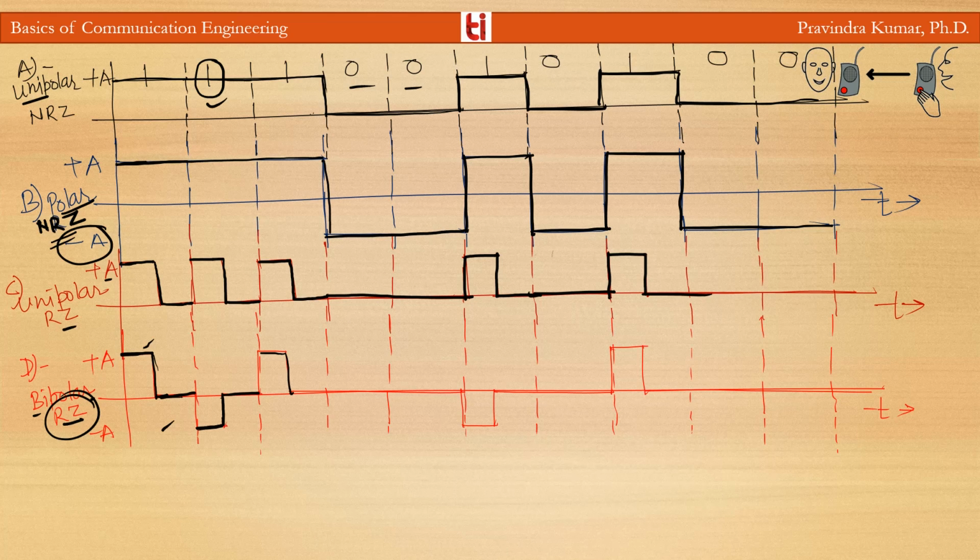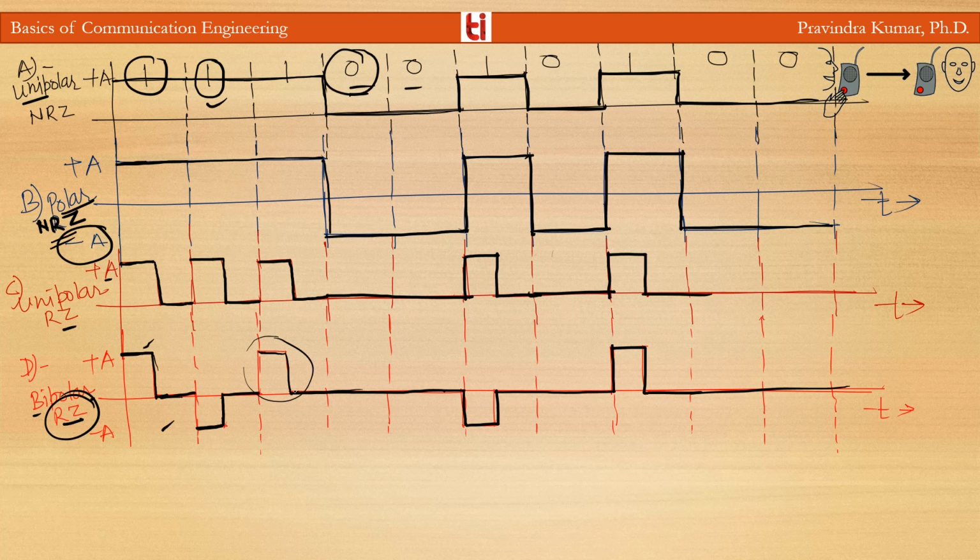But for 0 there is no variation in the pulses, it is a pulse of 0 amplitude. And again this time this is plus A to 0, and this time minus A to 0, and for 0 there is no variation, and this is plus A to 0. And this is bipolar. For one bit there is no pulse transmission, and for the other bit there is variation from plus to 0 and minus to 0.